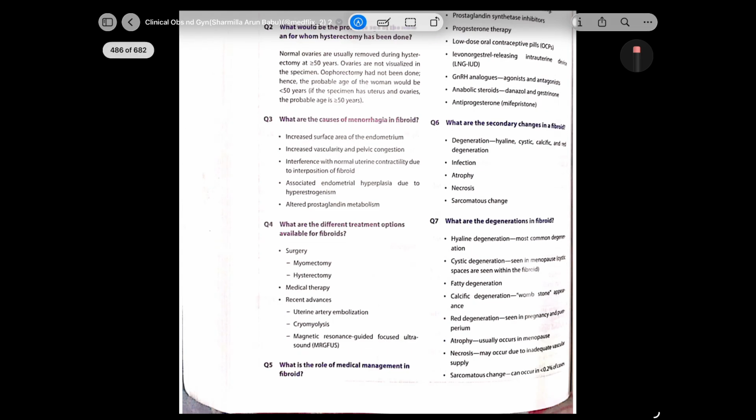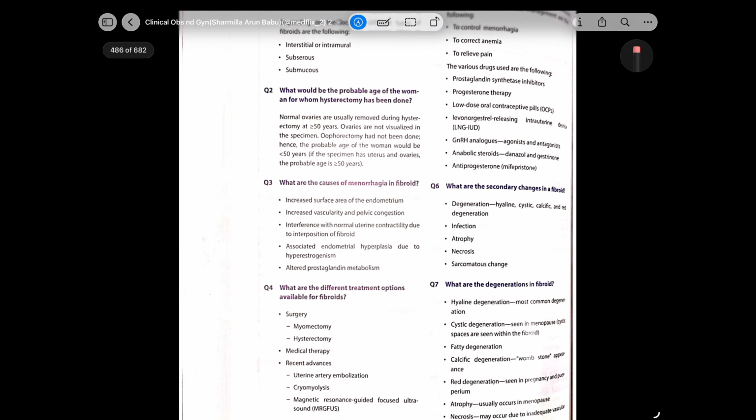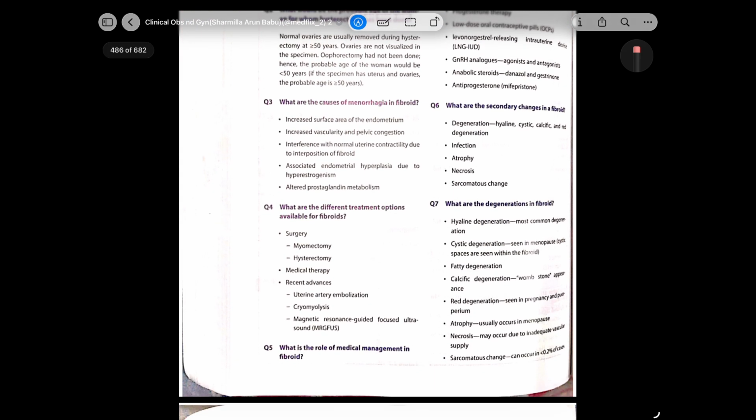What is the role of medical management in fibroid? The indications for medical management are the following: to control menorrhagia, to correct the anemia, and to relieve the pain. The various drugs used are prostaglandin synthetase inhibitors, progesterone therapy, low-dose oral contraceptive pills, levonorgestrel releasing intrauterine devices, GnRH analogs, agonists and antagonists, anabolic steroids, danazol and gestrinone, antiprogesterone, mifepristone.